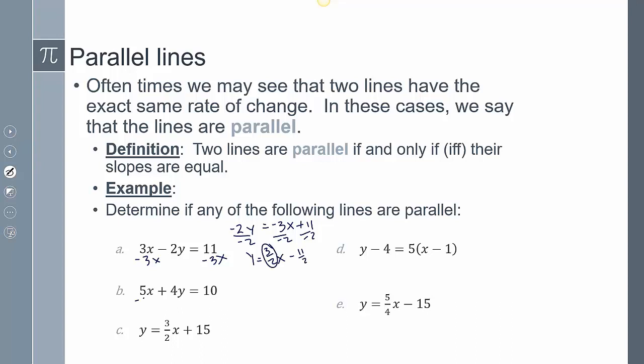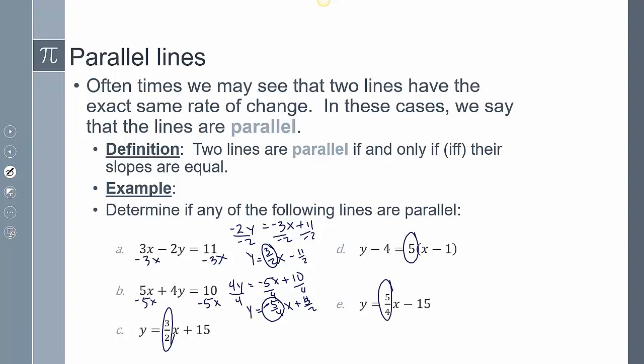For my next one, subtract 5x on both sides, I get 4y equals negative 5x plus 10. Divide everything by 4. I get y equals negative 5/4 x plus 5 over 2. Well, this one's negative 5/4. This m is 3 halves, this m is 5, and this one is 5/4 right here.